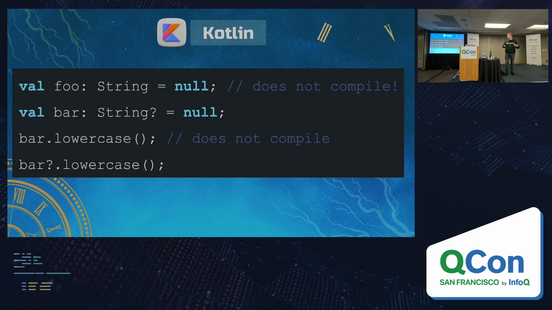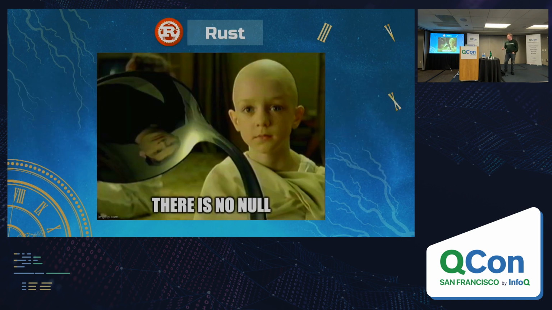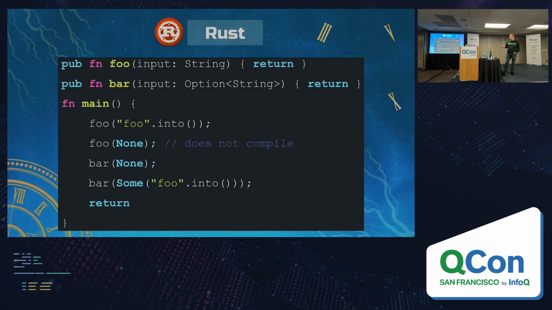But in either case, the compiler has made an explicit decision up front about what you're going to do in case it's null, rather than you essentially finding out about this bug at runtime. Rust is another language where there is no null. In Rust, the closest thing you have to null is this option type. Any option in Rust is either an instance of none or an instance of some. This is similar to optional in Java, but in Rust it's much more of a first-class concept.